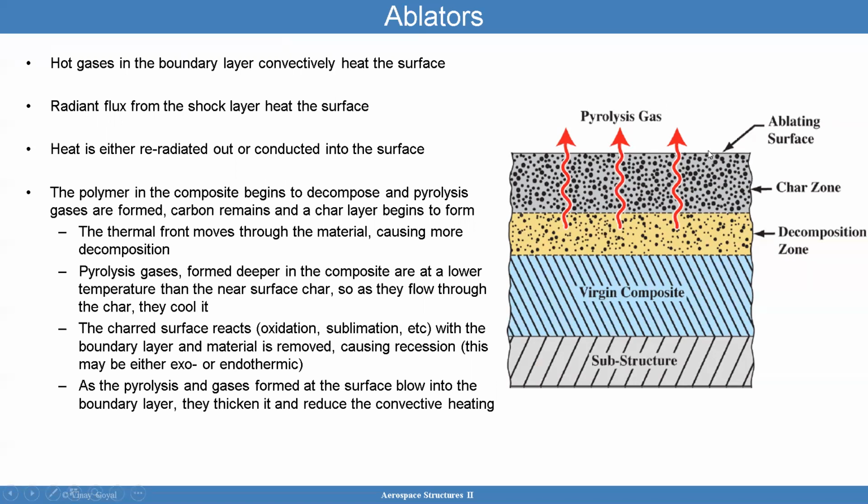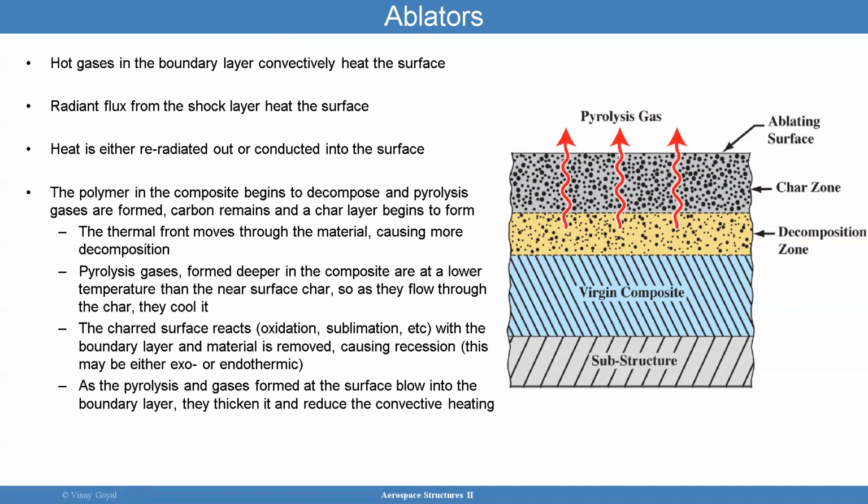And yeah, you have the ablating surface, the char, ablated already. I'm not sure what got ablated. You have the char zone, the decomposition zone, the virgin composite. And the polymer in the composite begins to decompose and pyrolyze. The carbon will remain within the char layer, which, you know, you're going to have some amount of dark matter there. This thermal front is going to move through the material, causing this pyrolysis zone. The more you heat it up, the more it's going to move through the material, deeper and deeper, right?